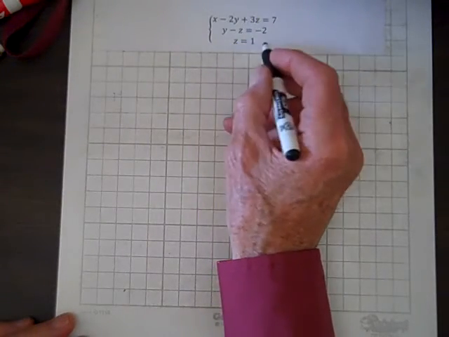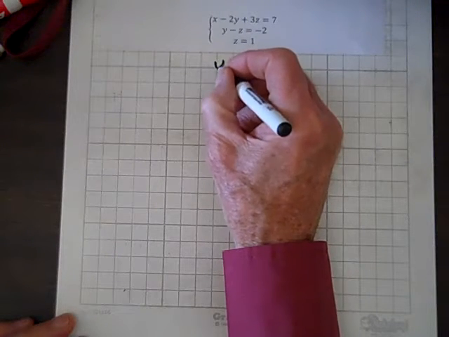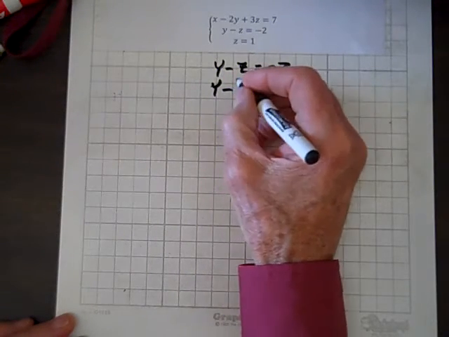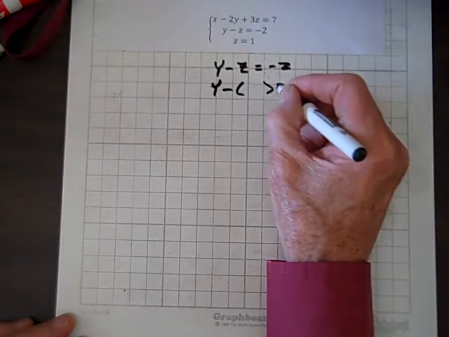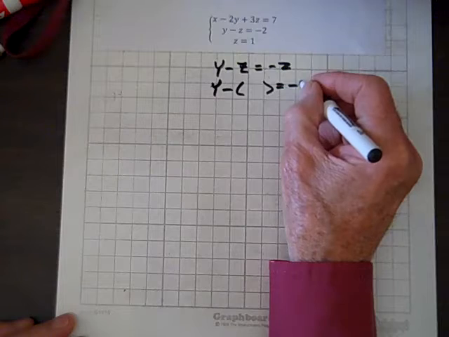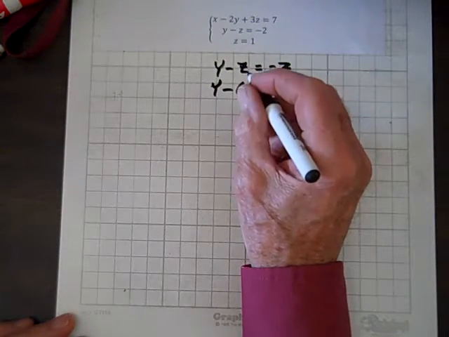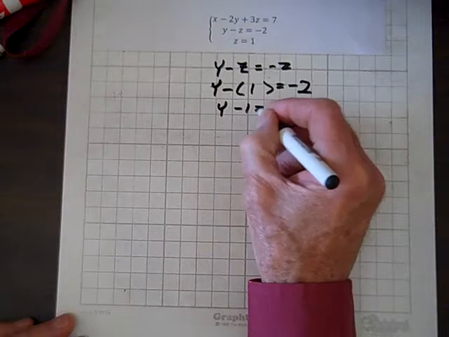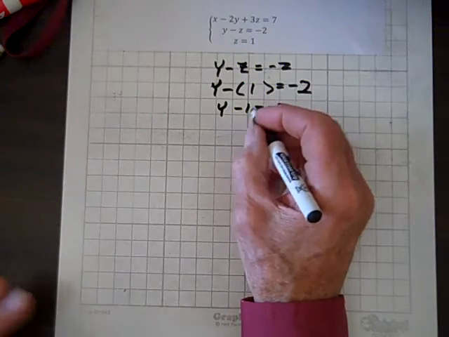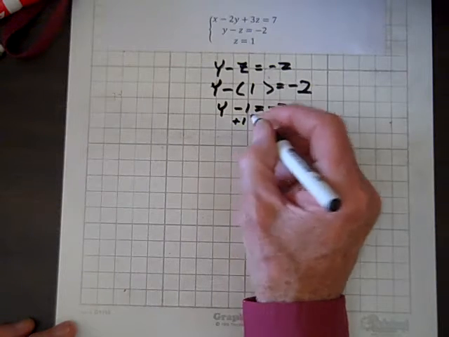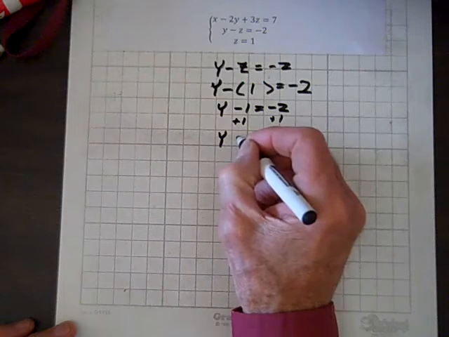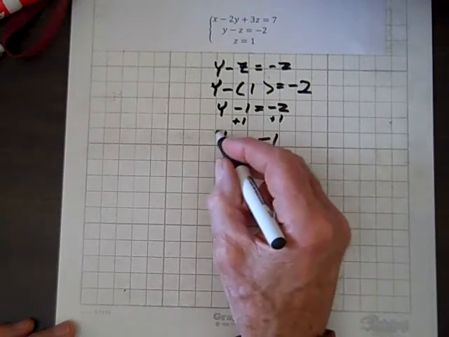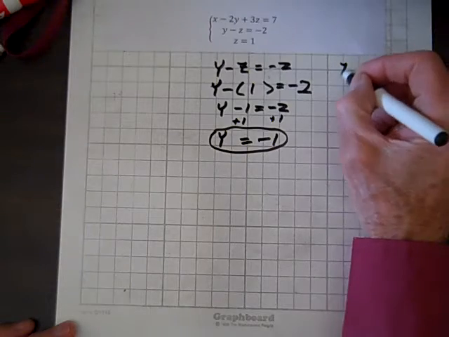So z equals 1. They've given us that. So our second equation is y minus z equals negative 2. Replacing z with parentheses, and we get a negative 2 on the right side. And for z we'll put in a 1. So now we have y minus 1 equals negative 2, adding 1 to both sides, adding opposites. 1 plus 1 plus 1. We get y equals negative 1. Now we know what y is. We know what z is. It's z equals 1.